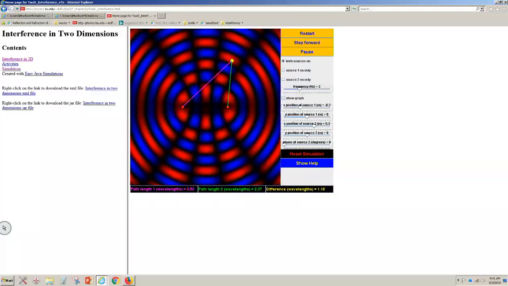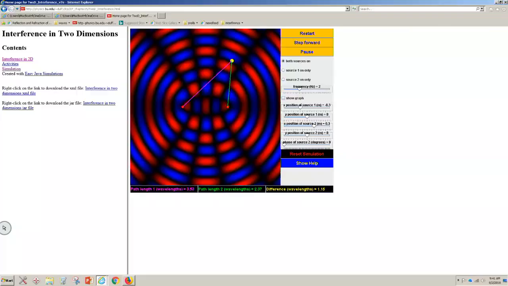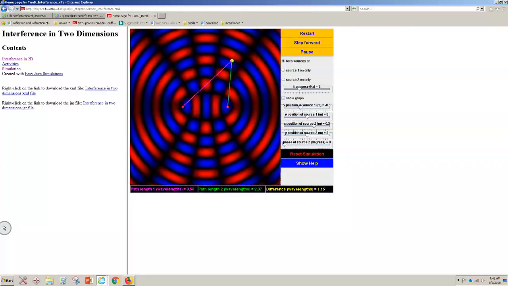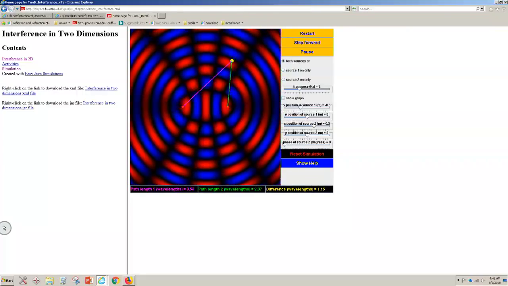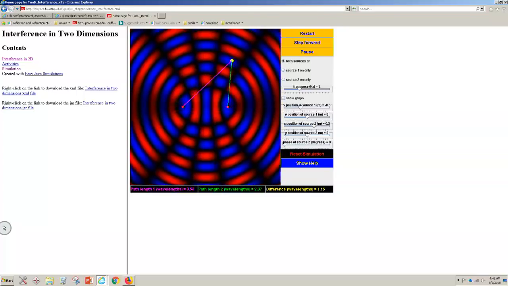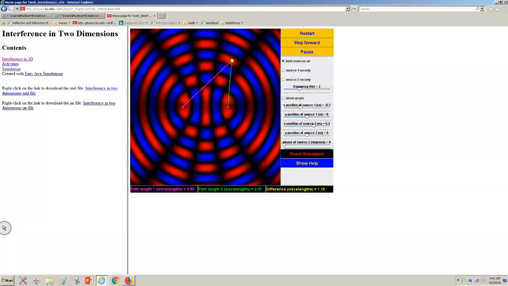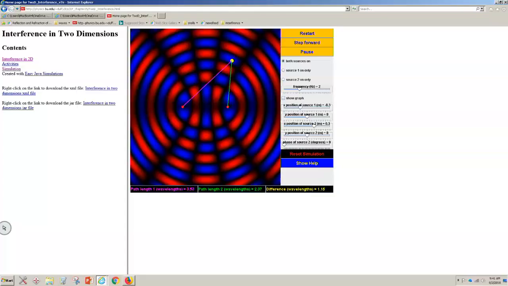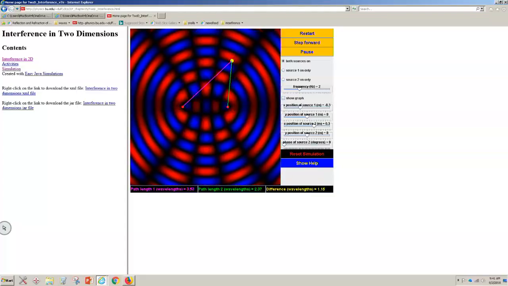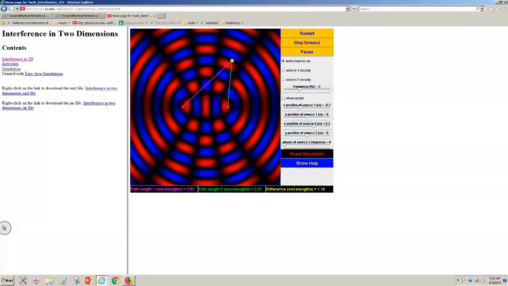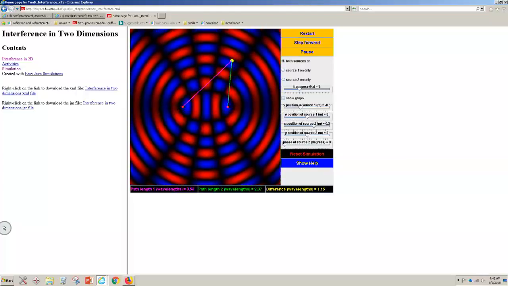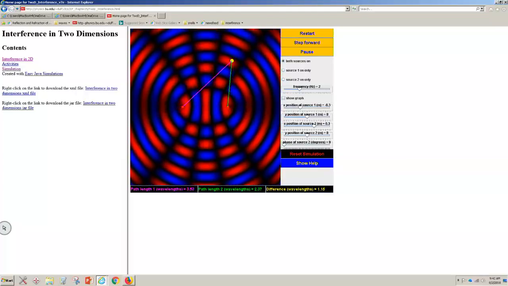When the thickness slightly changes, it affects how light travels. And this is one source. One wave travels away. Two. Now, interference.